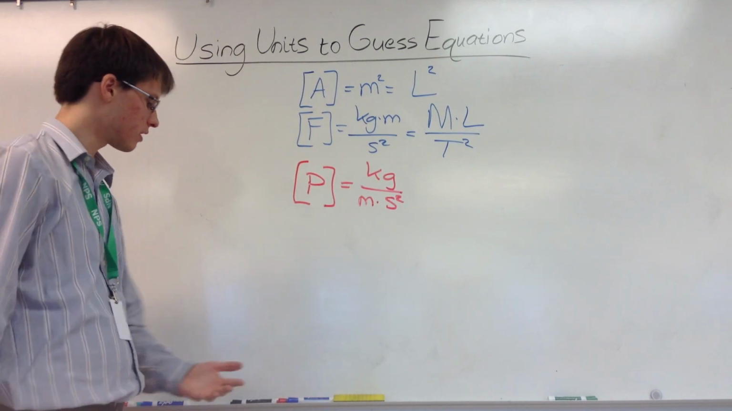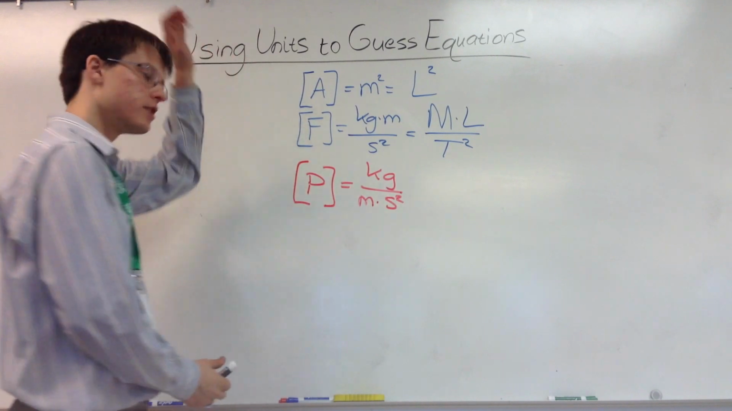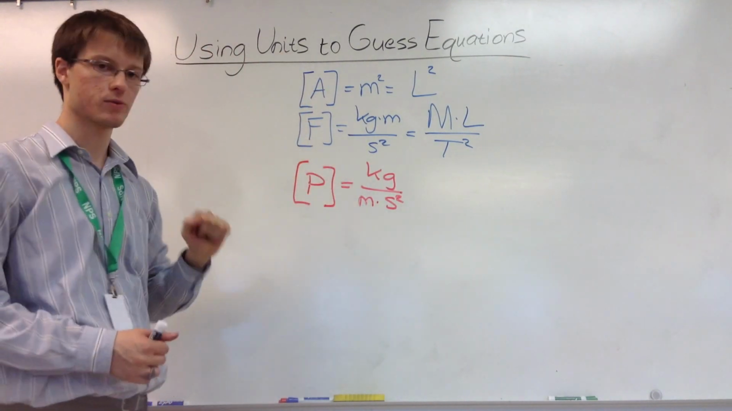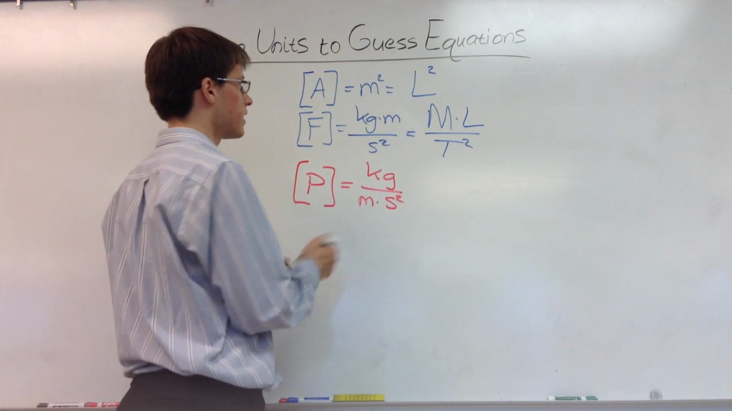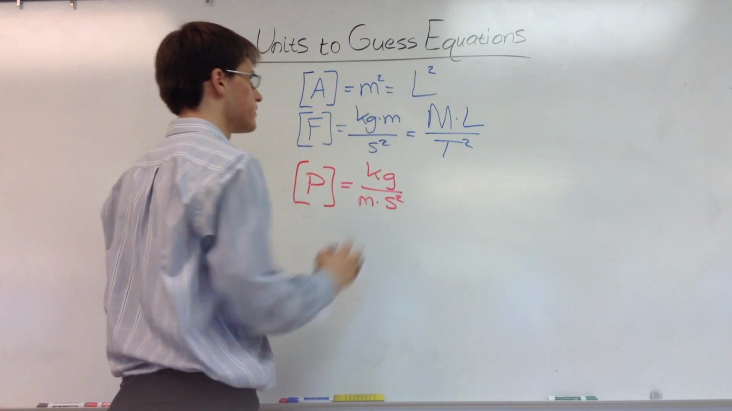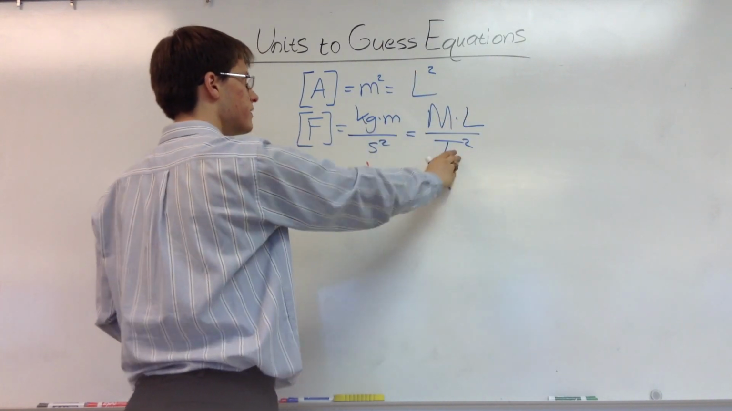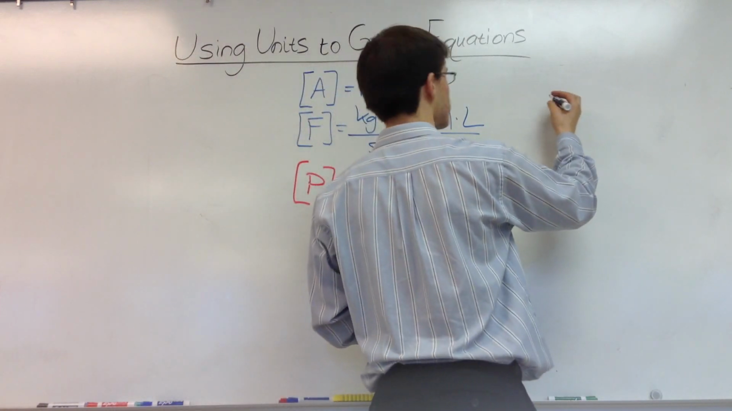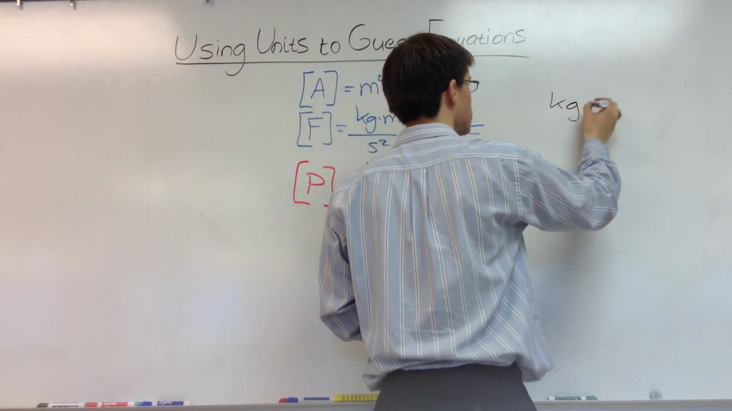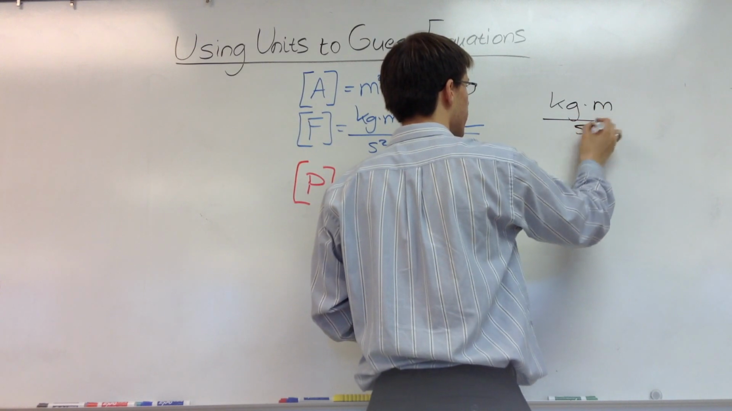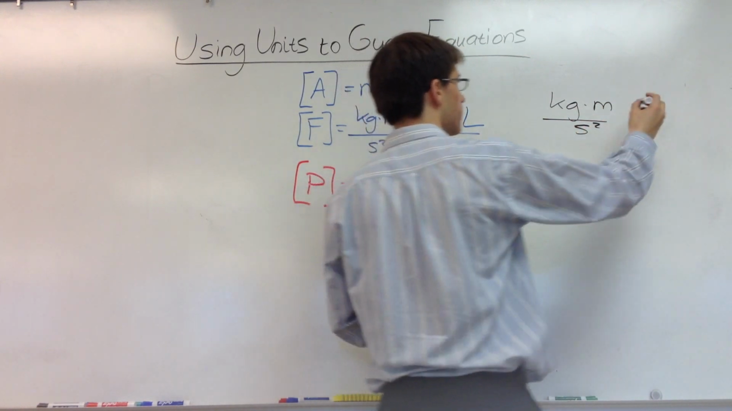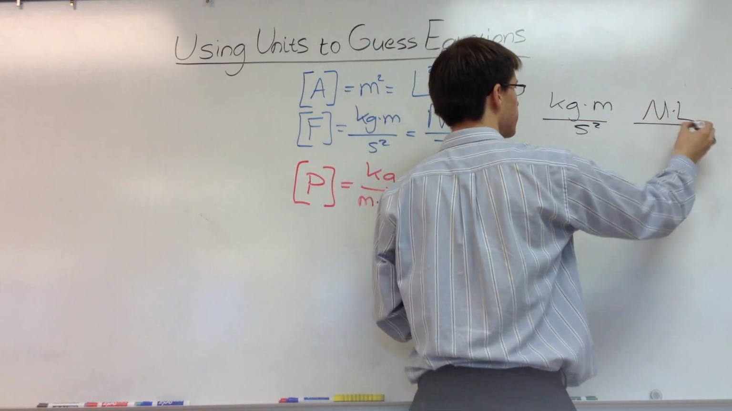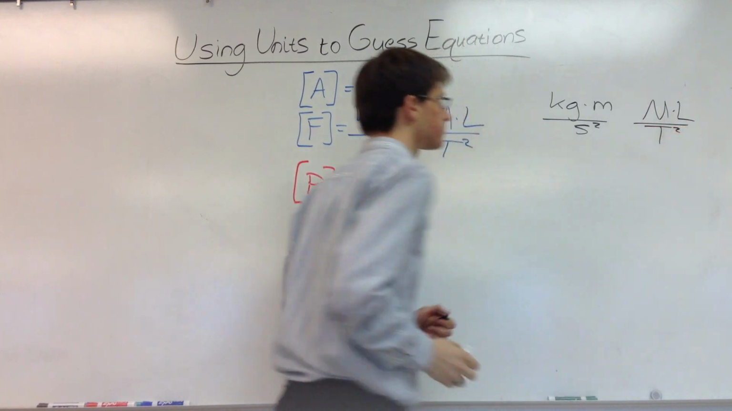So again, we're going to start off by picking the most complicated of the units that we want to manipulate to get this one. So let's look, and this is definitely more complicated than this. This is a multiplication, division, square. This is just a square. So we're going to write it down. So we have kilograms times meters over seconds squared, or mass times length divided by time squared.